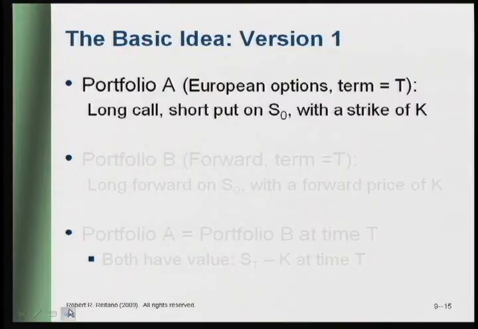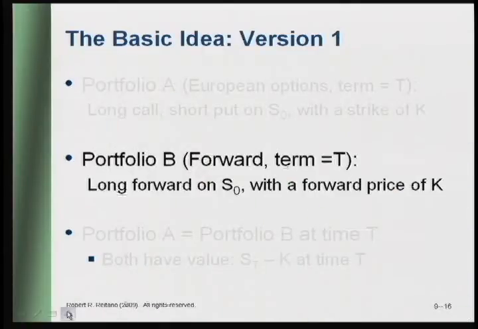In version 1, we're going to develop the basic idea of put-call parity, and we're going to look at two portfolios. We'll start with portfolio A. We're going to go long a call and go short a put on the same stock. Long call, short put, both with the same strike K, both with the same term T. That's portfolio A. Portfolio B, we're going to do a long forward contract on S with a forward price of K. Again, same term, term of T.